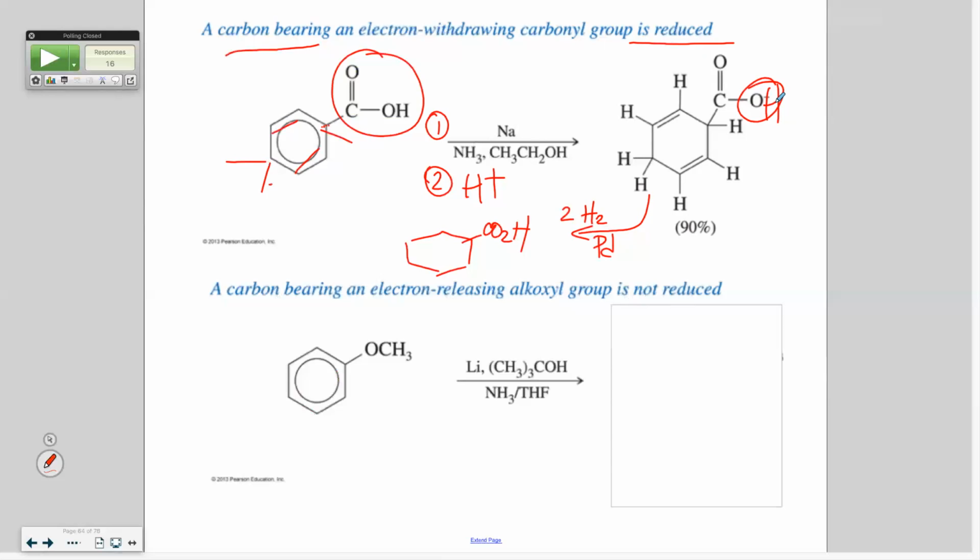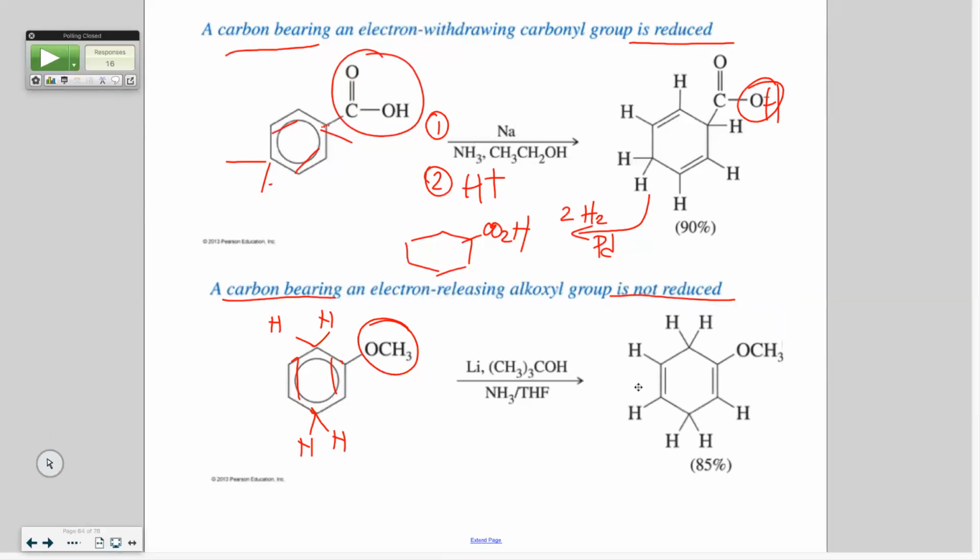All right, so down here we have an electron donating group. So a carbon with an electron donating group is not reduced. That means that the hydrogen is not going to go here. It's going to go to these spots. And your double bonds are going to end up there. That makes sense? So see what it looks like.